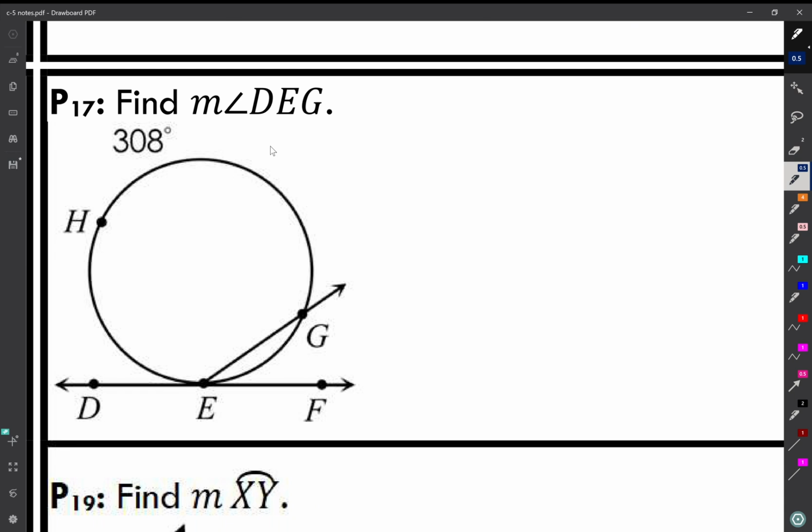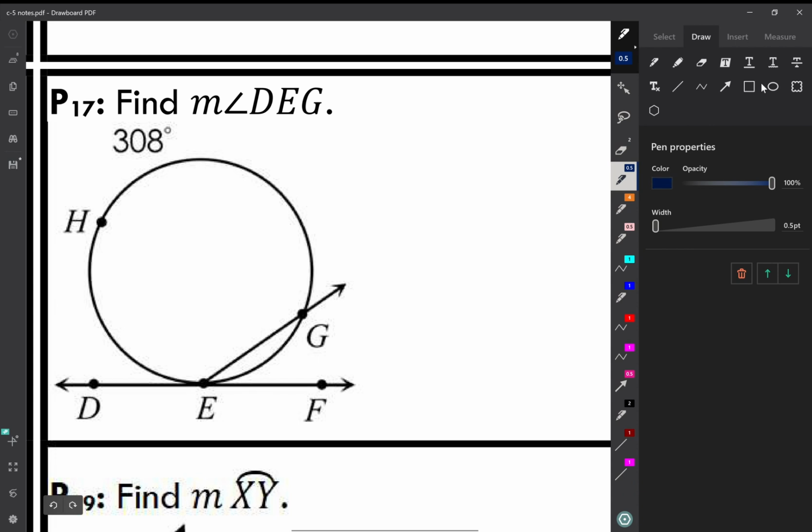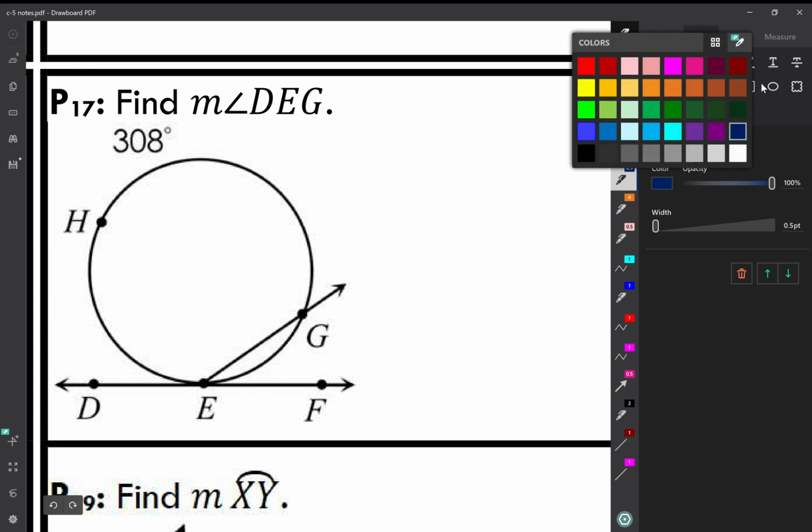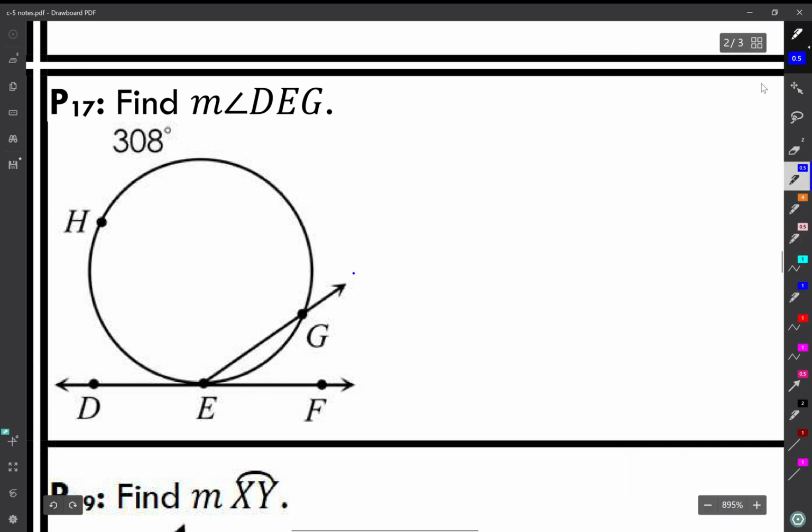P17 says to find the measure of angle DEG. So angle DEG is this angle right here. And then we are given the intercepted arc EHG. That's the one for this angle, so that makes this problem pretty easy.